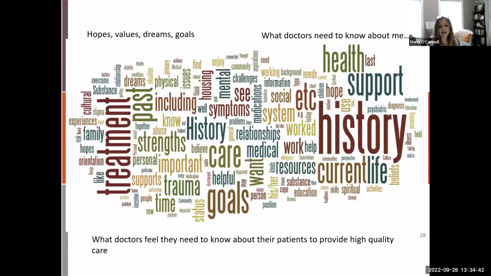And then when we asked what doctors feel they need to know from the provider survey, what do they need to know about their patients in order to provide high quality care? And these are some of the responses. They needed to know about treatment, history, strengths, their health, their goals, their substance use, their physical symptoms, housing.